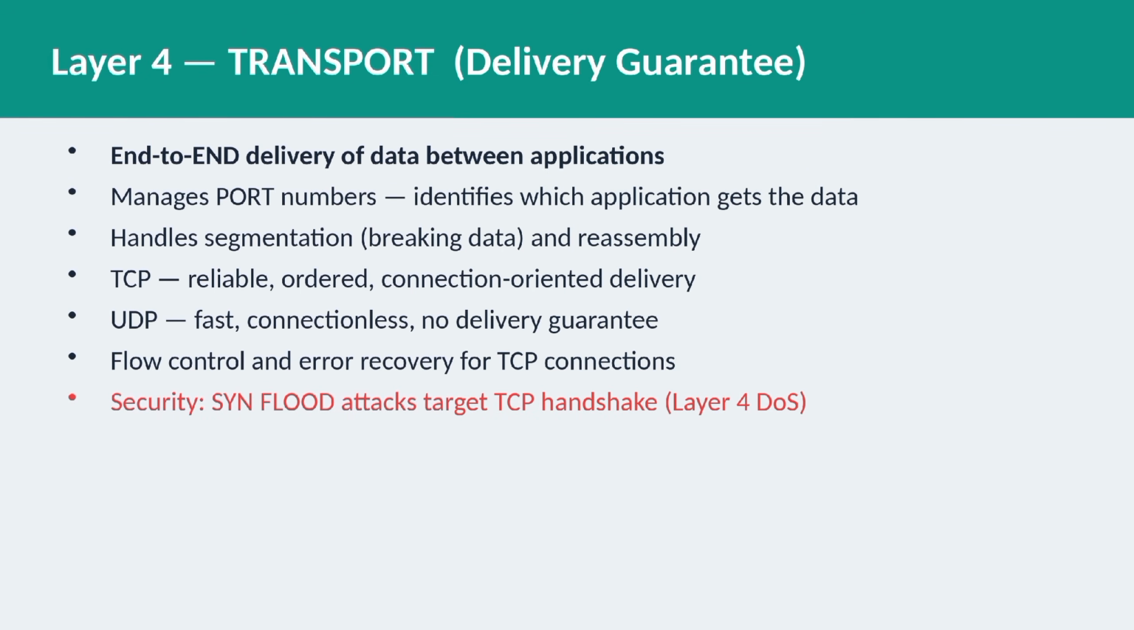Layer 4, transport layer. The transport layer manages end-to-end communication between applications. This is where TCP and UDP live, the 2 most important transport protocols. This layer handles segmentation, breaking data into segments; flow control, making sure one device doesn't overwhelm another; error recovery, retransmission if segments are lost; and port numbers, identifying which application receives the data.